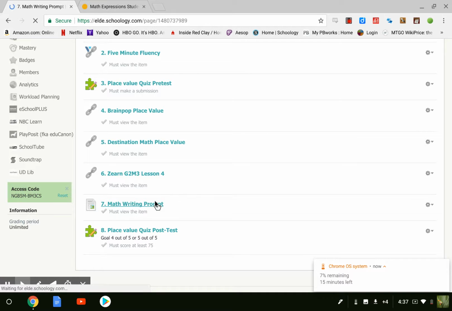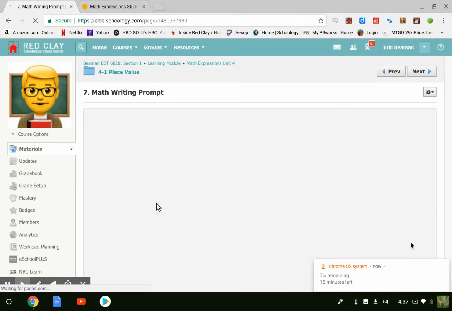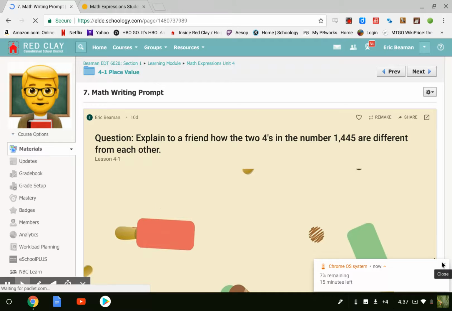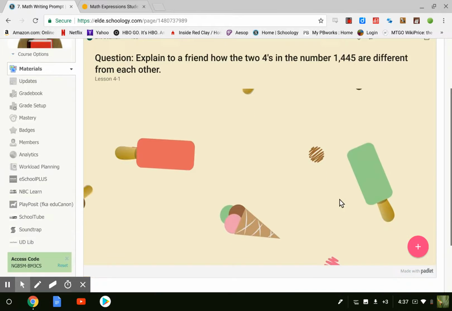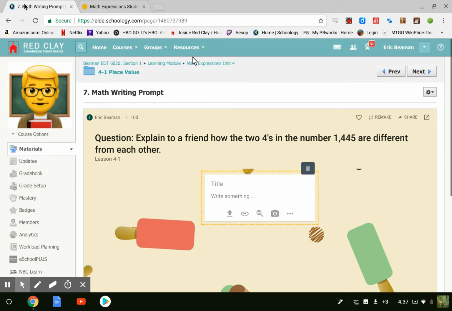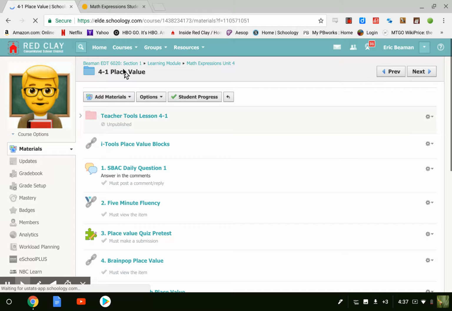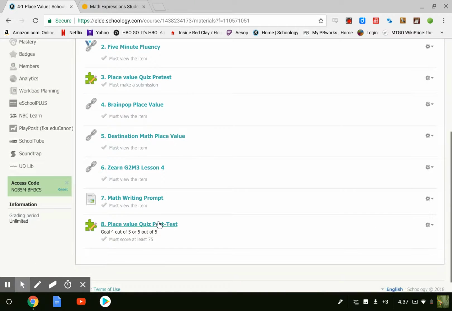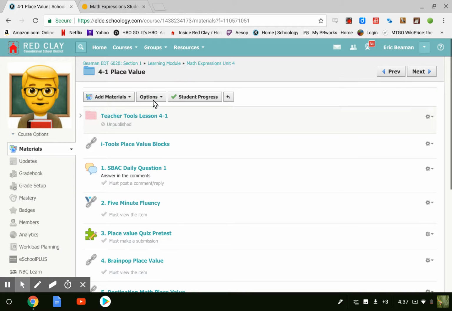Gave them a math writing prompt here using, I think it's Padlet. So they would post little things on here, and we can kind of go over that later the next day as well. And that is place value. At the end, they take a post test, and I usually do small group instruction. We have Math RTI, so this kind of will help me know who needs to come on back for Math RTI the next day and things like that.